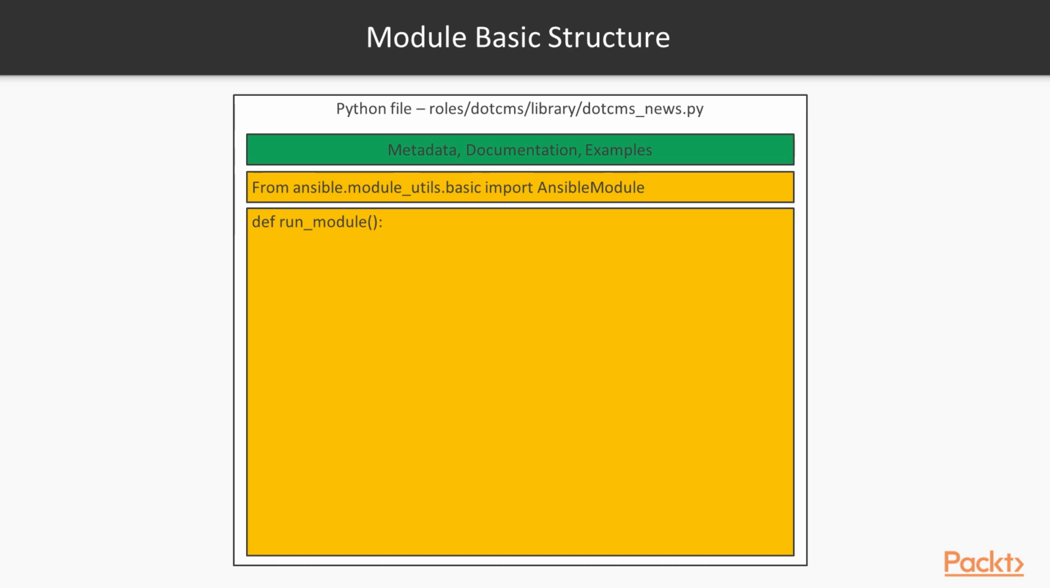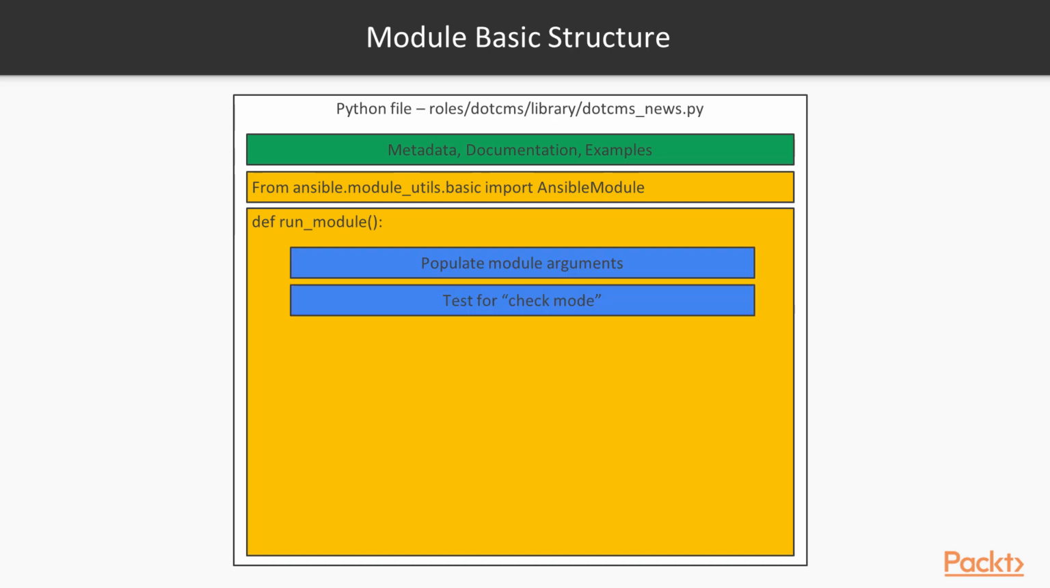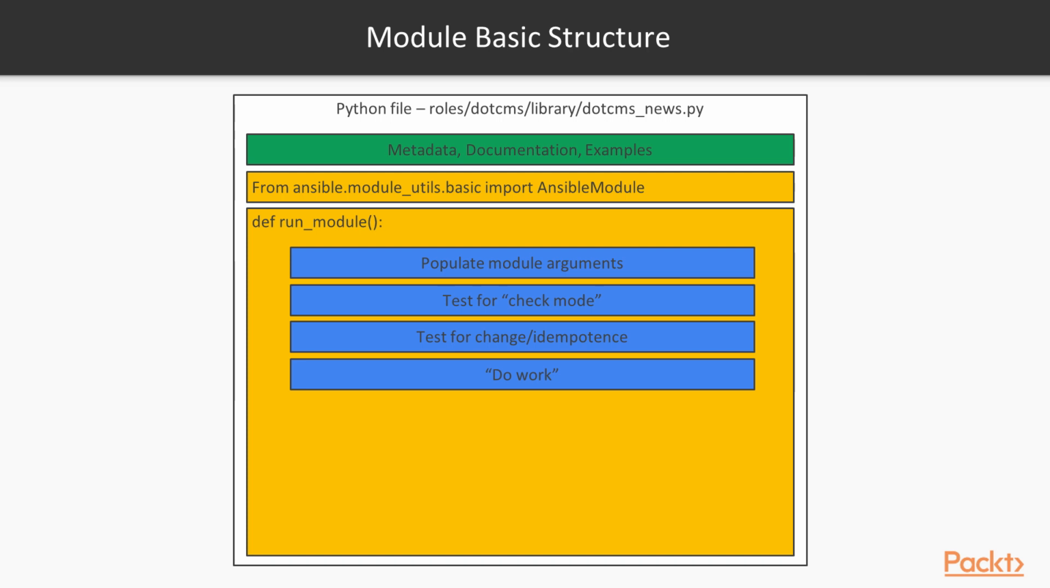So we take this basic set of functionality. We start out by populating our module arguments. Those come in from our parameters. We test to see if we're in check mode, which means that we just want to check for parameters. We don't want to do anything else. Otherwise, we check to see, do we need to make a change? If we need to make a change, we do the work, whatever that means for our particular custom module.